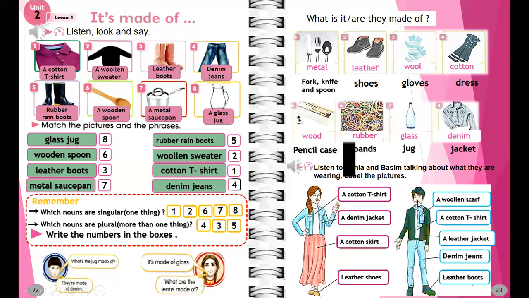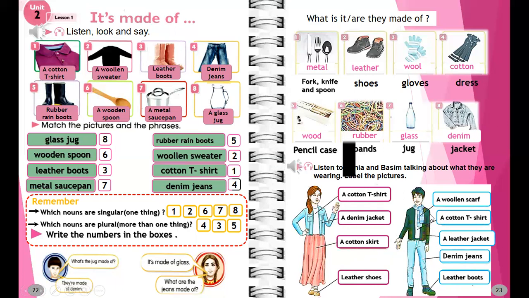Now we are going to describe Basim. What is he wearing? So he is wearing a woolen scarf. A woolen scarf يعني وشاح أو لفاحة. Woolen صوفية، لاحظ woolen صوفي as adjective هوني. استخدمت a مع scarf because singular. A cotton t-shirt. A cotton t-shirt يعني t-shirt قطني.